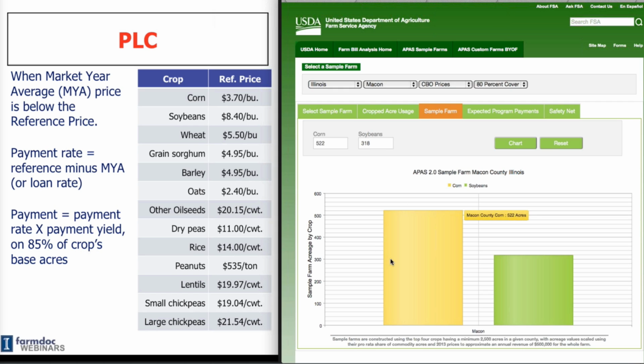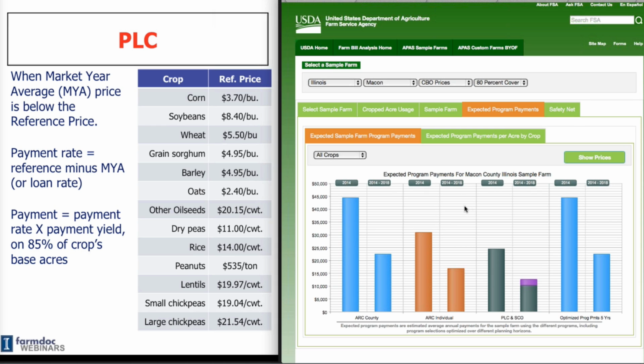And we're going to do a corn soybean example for Macon County because that's about all they have there is corn and soybeans. These percentages or these acres you can change, 522, 318. If you wanted a different number there, you could use those. These numbers are set so that approximately $500,000 of revenue are generated by the same proportion of acres in each year.